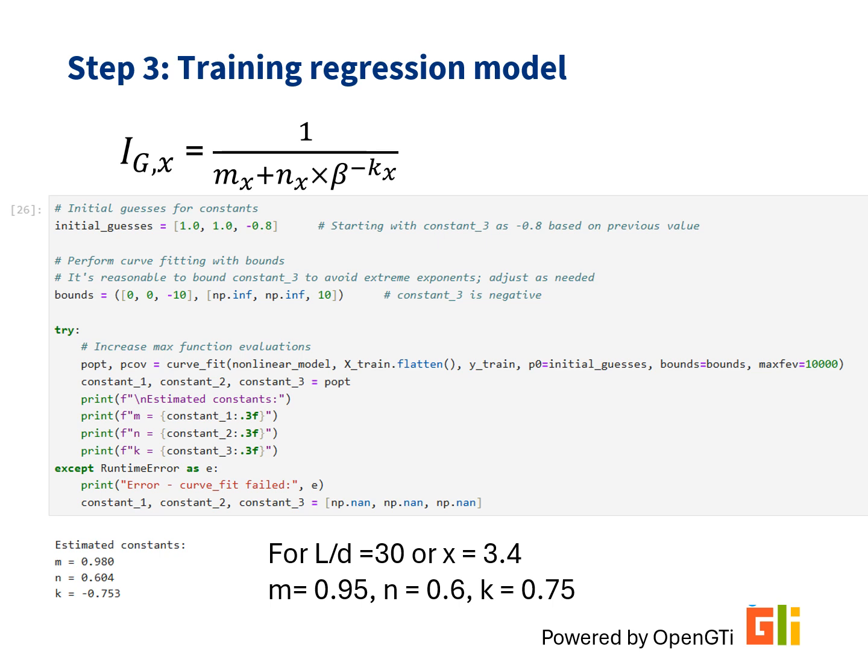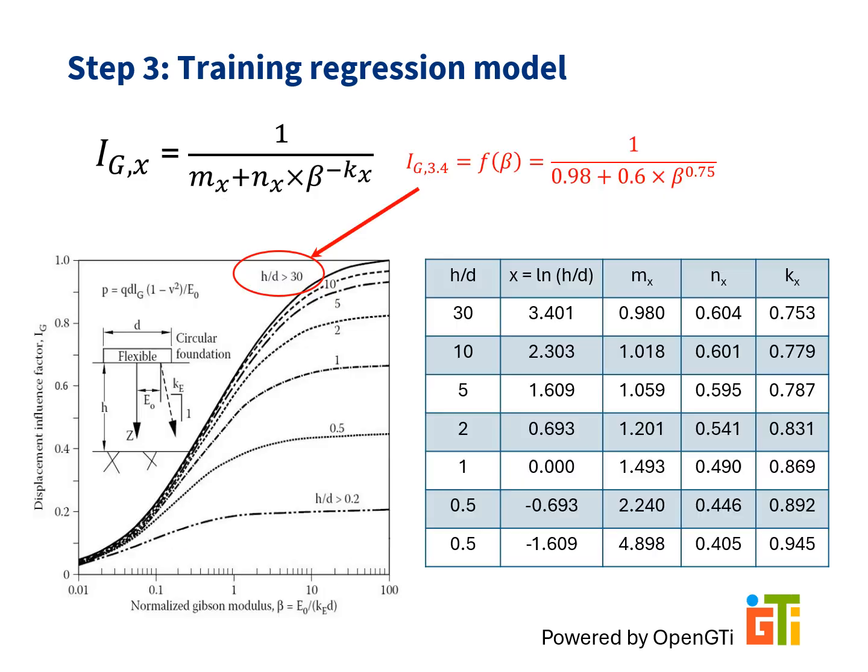After that, a nonlinear algorithm is set up to fit this particular curve. Three constants corresponding to h/d equals 30 are m, n, and k, which can be obtained accordingly. This is just for one curve. Similarly, the same regression exercise is applied to other h/d ratios. Then the regression results are presented in this summary table. This is just a first run of regression.